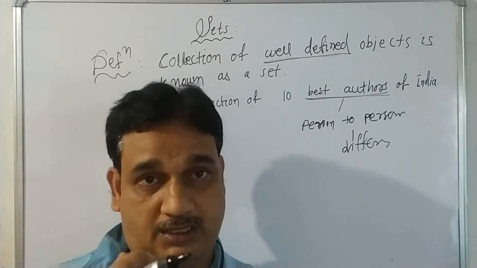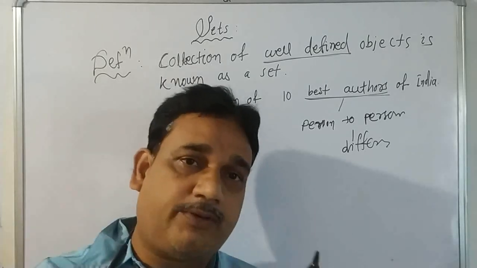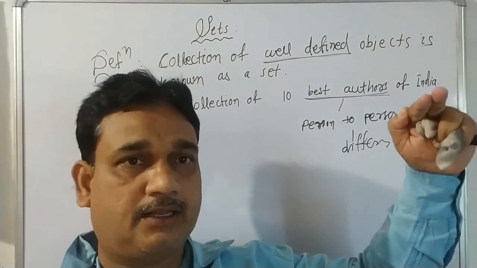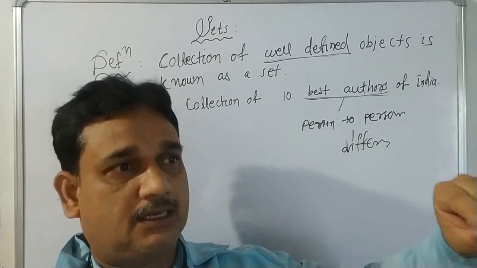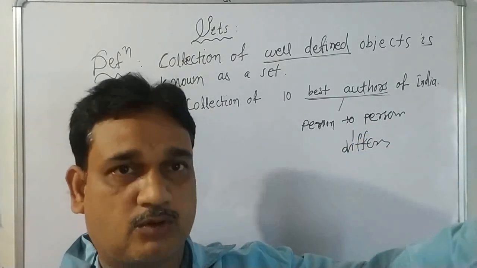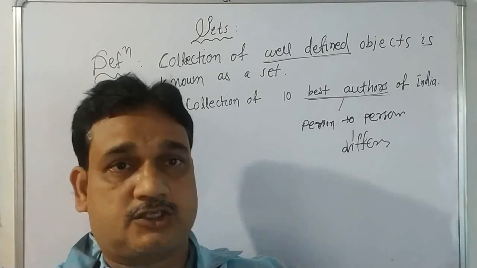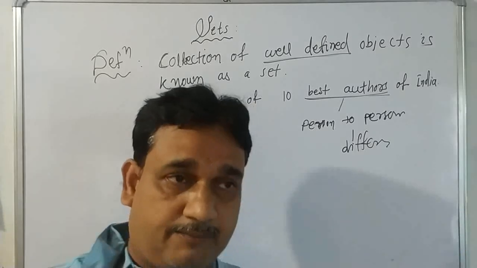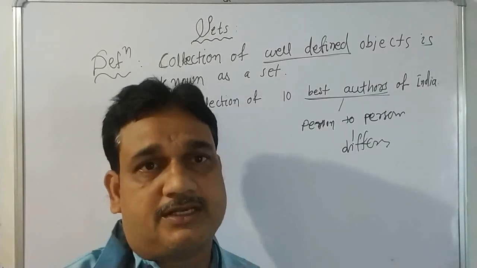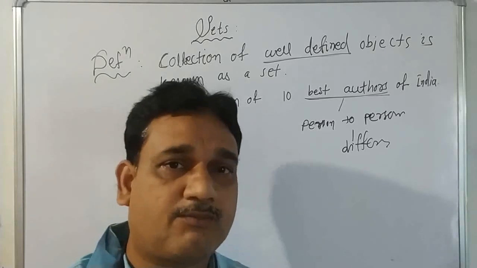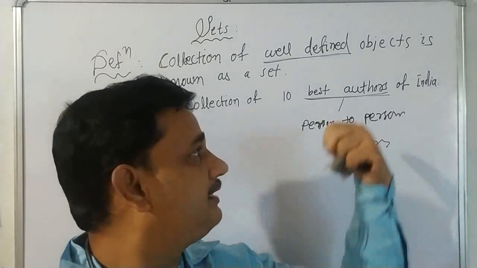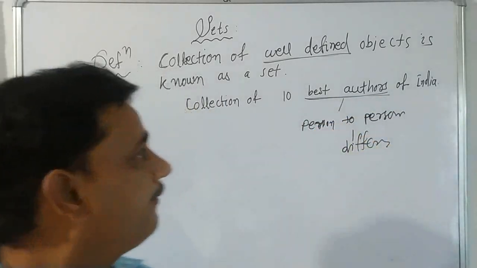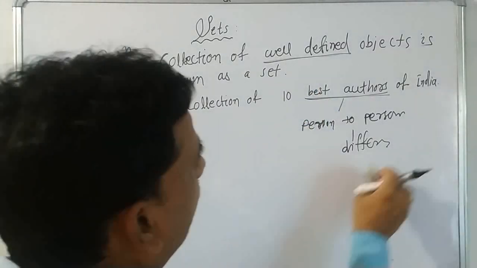If so, how can it be defined? If some criteria had been given, say 10 or 15 criteria, that he or she must have published this many books and have this many readers, then based on that we could go for a survey and decide who the best authors of India are. But here it is not well defined. Hence, this is not a set.